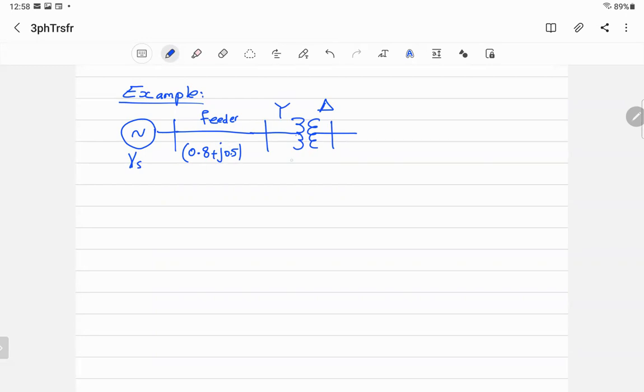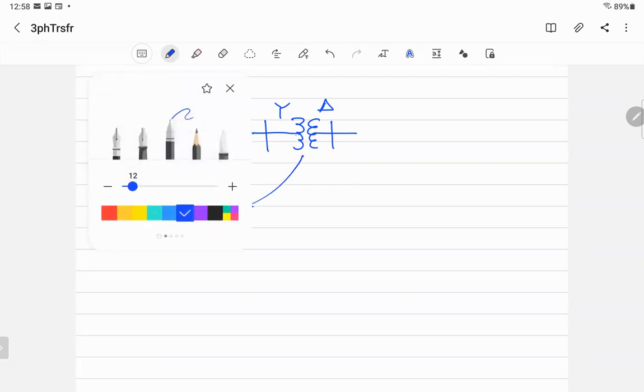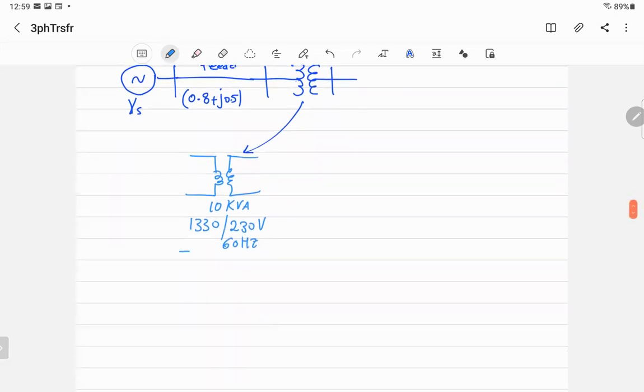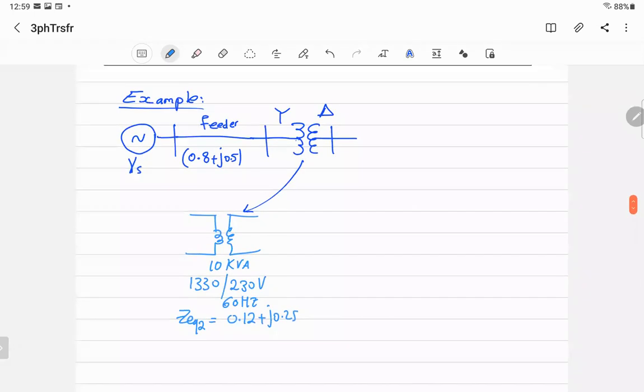And the transformer is three single-phase transformers. Let me make something here to make it clear. Each single-phase transformer is 10 kVA, that is the value, and 1,330 over 230 volts, 60 hertz, and the equivalent impedance of this transformer is equal to 0.12 plus j0.25. So that's the information of the transformer.